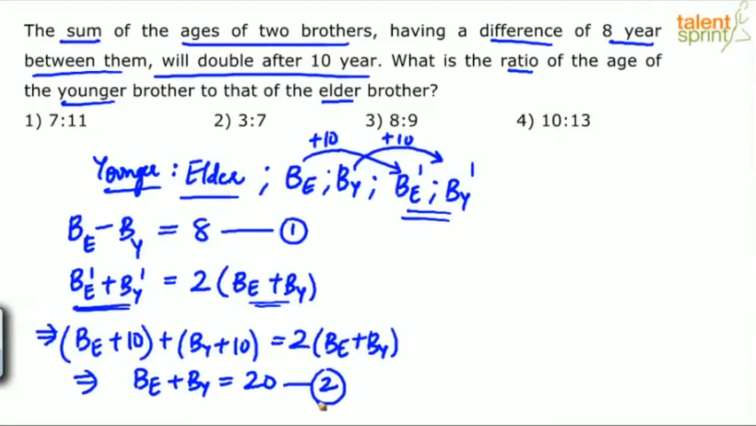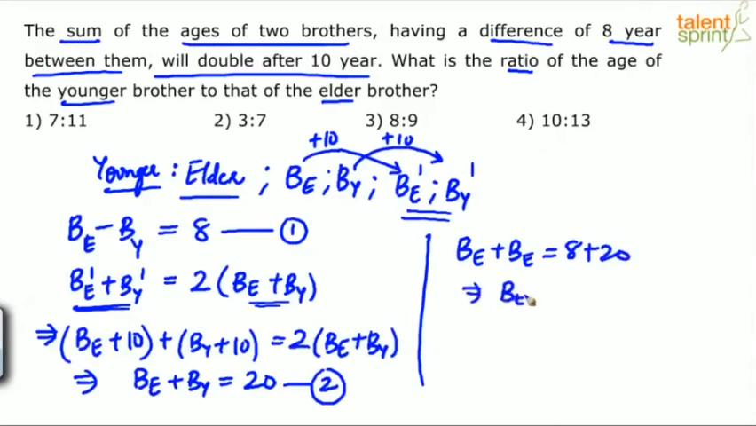So from 1 and 2, what do we get? Add the 2 equations. By adding the 2 equations, BE plus BE will be equal to 8 plus 20, 28. So BE will come out to be 28 by 2, which is 14. If BE is 14, BY has to be 6, because 14 plus 6 is 20, and 14 minus 6 is 8. So the ages are 14 and 6.